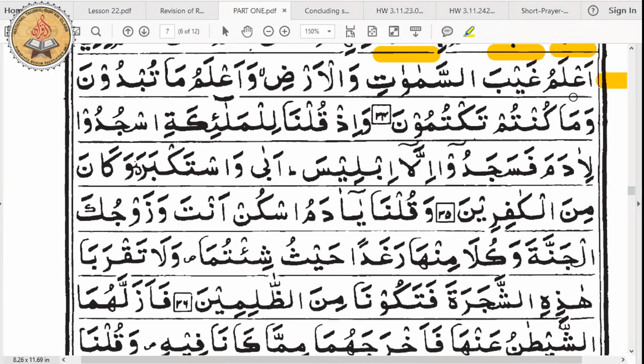So say the tasmiyah. A'udhu billahi minash shaytanir rajim. Bismillahir rahmanir rahim. أعلم. So we will not elongate anything because it's the simple stroke. A'lamu. أعلم. So we will articulate the ayn sound. A'lamu. Well done. This one.